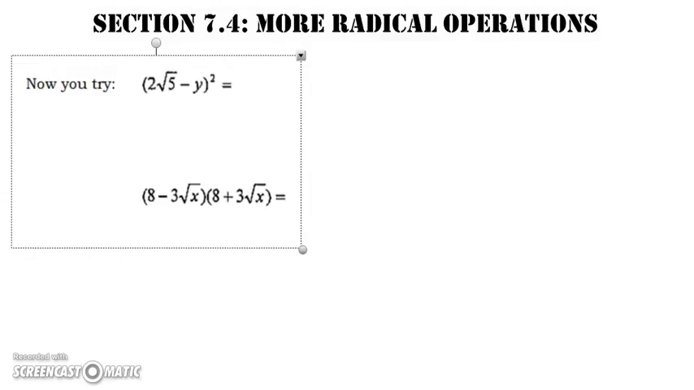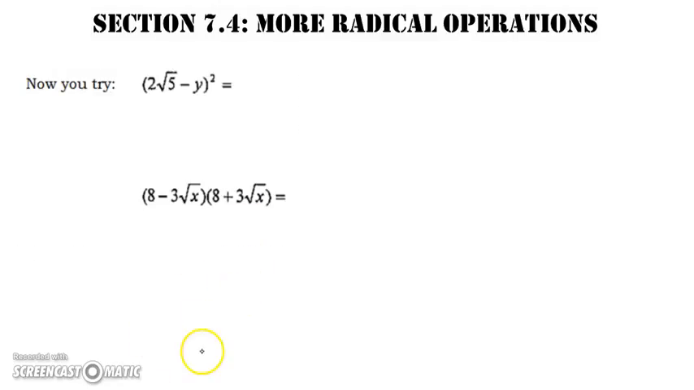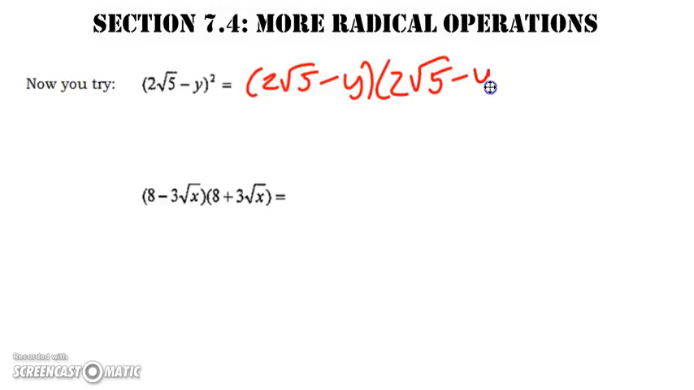So go ahead and pause the video and take a couple minutes and practice the next two examples. Okay, for the first one here, we need to make sure that we are taking 2 square root 5 minus y. If we're squaring it, we need to multiply it by itself. And so we have a FOIL problem.